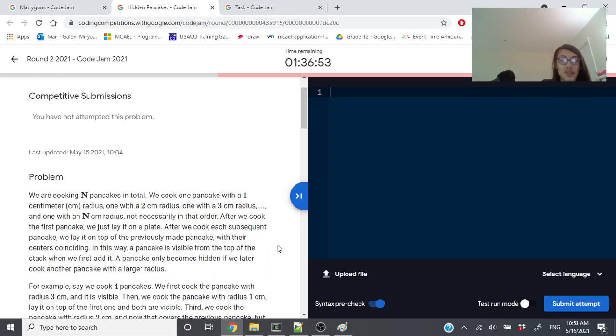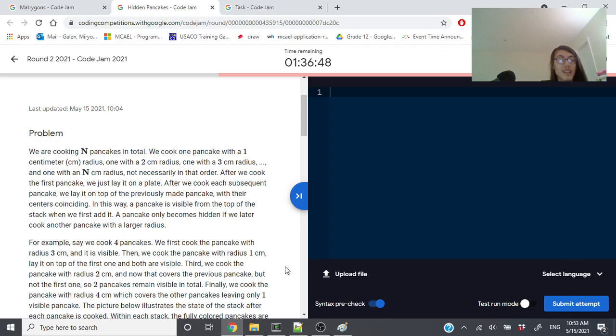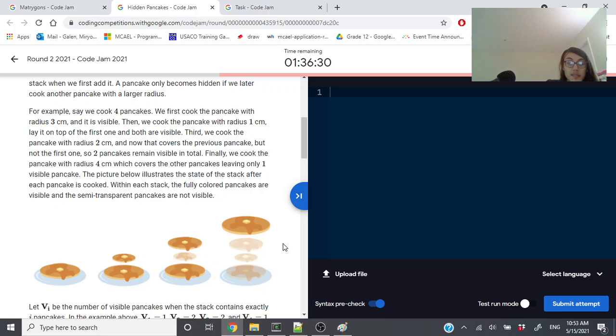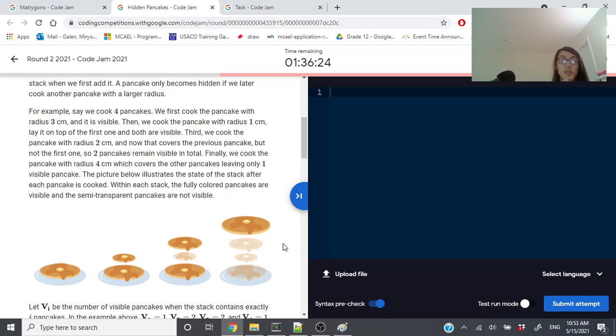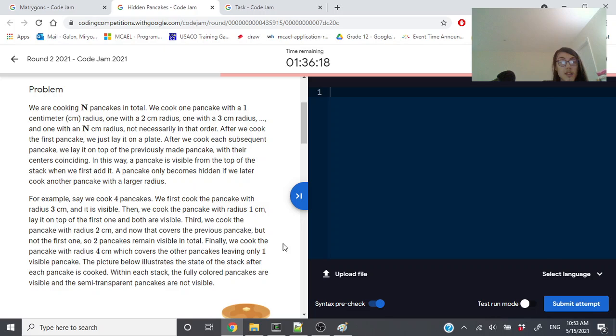We're cooking n pancakes in total. We cook 1 pancake with a 1 centimeter radius, 1 with a 2, 1 with a 3, 1 with an n. Okay, so it's like the pancakes one from last time. Do we cook each one? We lay it on top of the previous one. I see. So in increasing order. Just cook the pancake with radius 3. And cook the pancake with radius 1, lay it on top of the first one, and both are visible. Wait, what? Oh, not necessarily in that order. Okay.